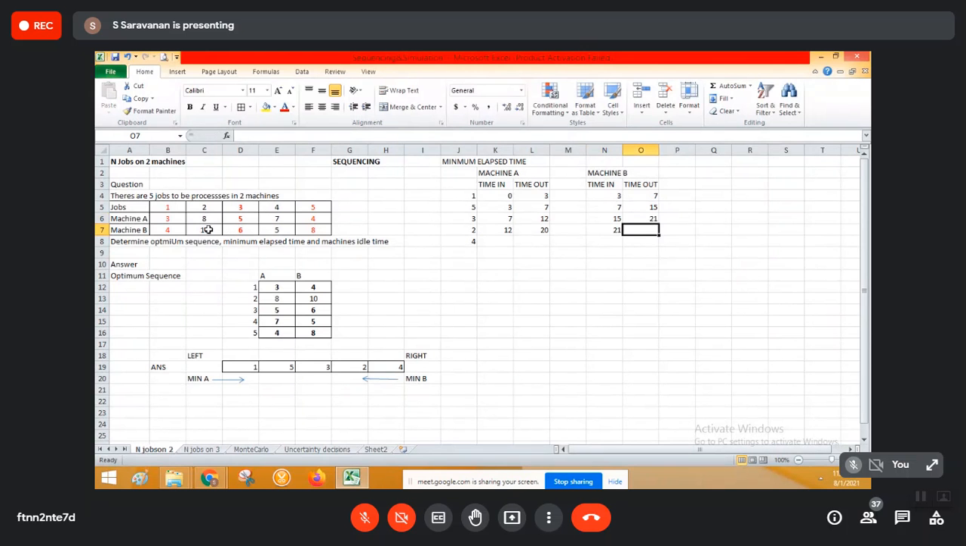How much time will it take? 10 minutes. So 21 plus 10 is 31. So it will be coming out at the 31st minute. Okay, so now we have completed the second activity. There is only one activity left.